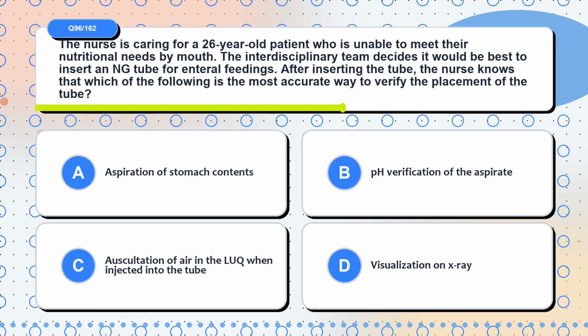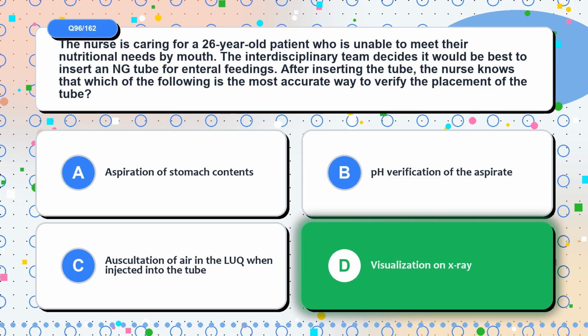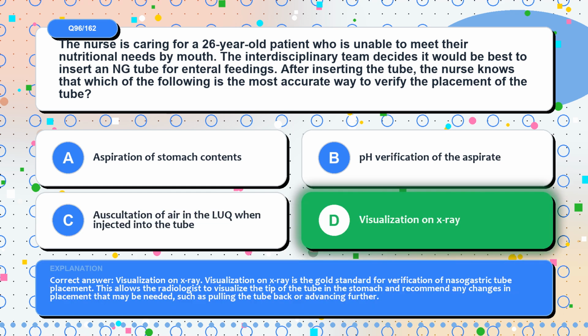Option A. Aspiration of stomach contents. Option B. pH verification of the aspirate. Option C. Auscultation of air in the LUQ when injected into the tube. Option D. Visualization on X-ray. The correct answer is option D. Visualization on X-ray.